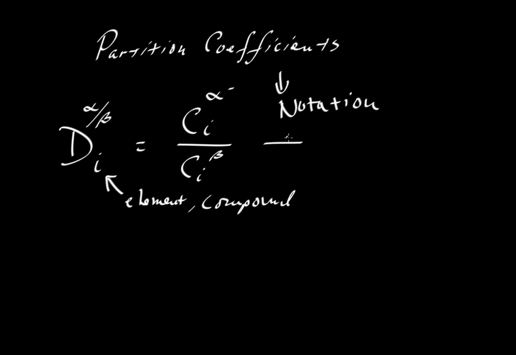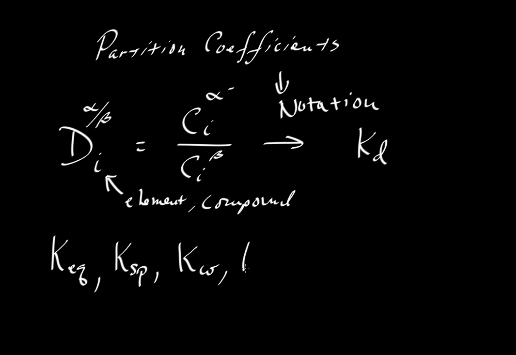If you look at older literature published in the 1970s or 80s or before, you will sometimes see this written as KD. Now this goes along with a collection of other Ks. We have K sub EQ, where we have a formal equilibrium constant. We've talked about that in other videos, and then KSP for solubility product, which we've also talked about in other videos. Then there's K sub W for the dissociation of water, or Ka, the dissociation of acids.